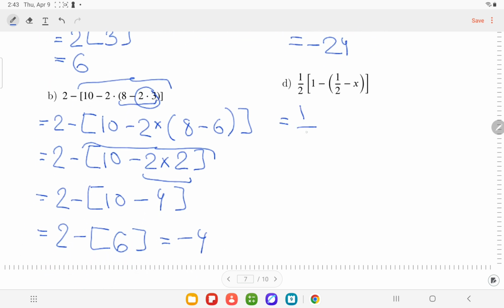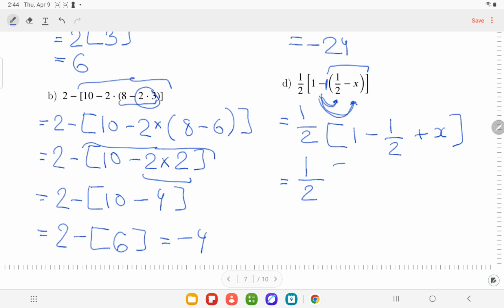This one is a little bit trickier. We have to solve this bracket, but because they're not like terms and we're being multiplied by negative 1, we have to use distributive property. So this is going to end up being 1 minus 1 over 2, because minus 1 times 1 over 2, and then minus 1 times negative x gives us positive x. And then 1 can be written as 2 over 2.